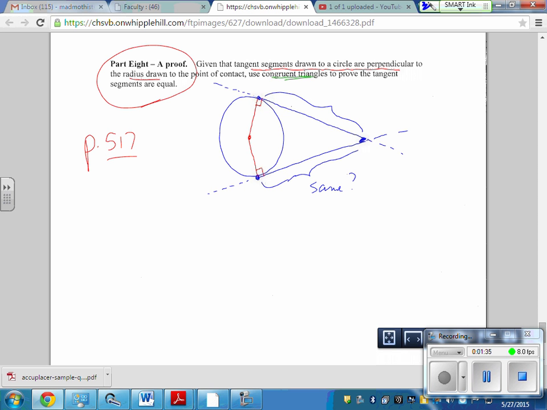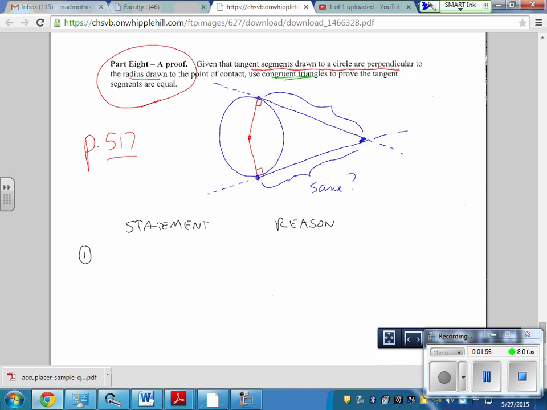Well, let's think of our two-column proof. We have some statements and a reason. So whenever you say something, you have to have a reason that it's true. The first statement would be the given. Let's go ahead and label this. In fact, I think I may actually give you a picture that's already labeled.